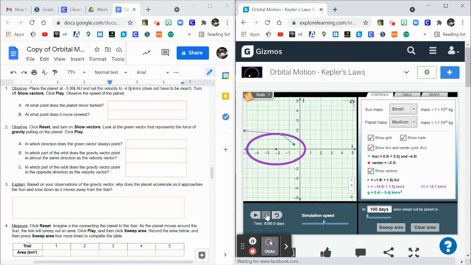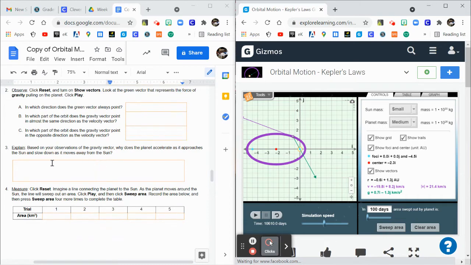I think this is opposite right here, isn't it? I think that's very opposite. And then almost in the same direction. So here is same direction, right? Closer to the same direction, and then opposite direction, right? So you can explain that.